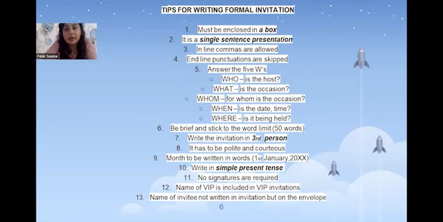No signatures are required, unlike in a few of the letters. When you send a letter to someone, you're asked to sign. In case of invitations, signatures are not required. Name of VIP is included in VIP invitations, very, very important. Name of invitee is not written in the invitation, but on the envelope. As I told you, when you're writing a formal invitation, the name of the invitee would not be written.